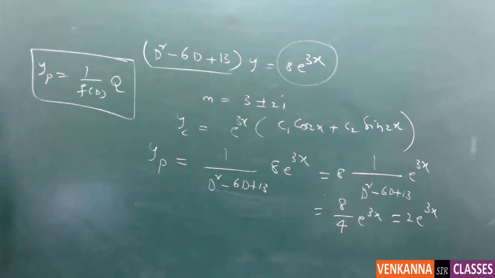So what is the procedure here? Whenever the right hand side function contains e power something, that power must be substituted in the place of d, so that the denominator will become a constant. So that is our required answer. Fine. Are you getting the idea?